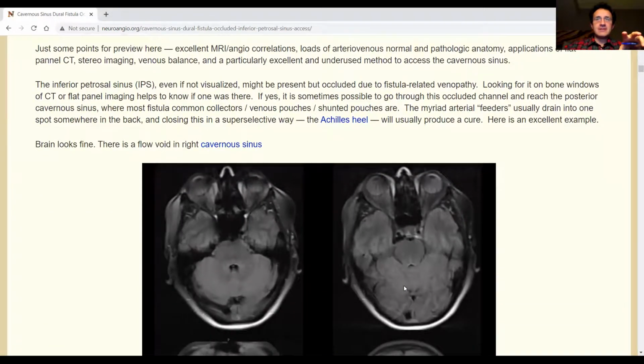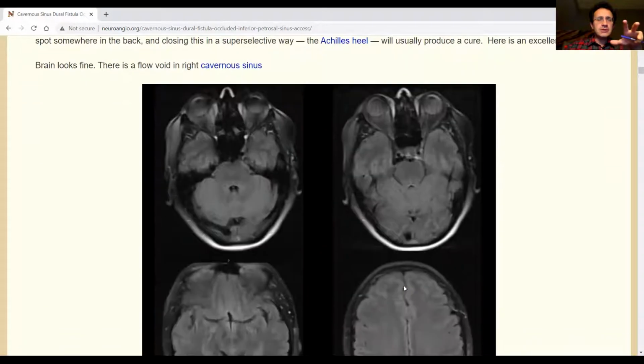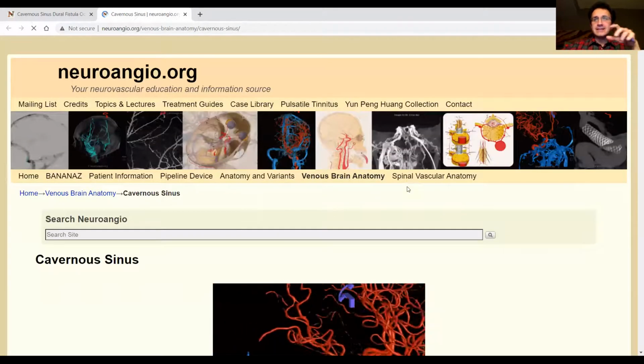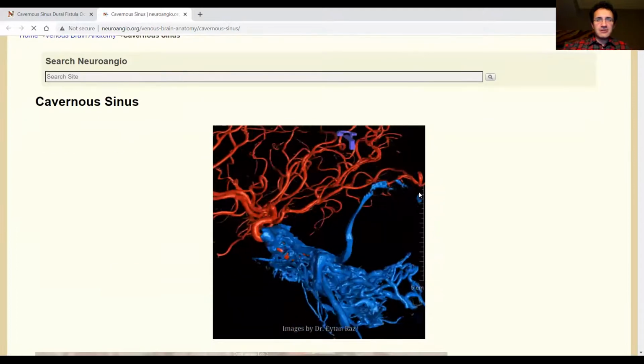Basically, our case is a cavernous sinus fistula. Look at this MRI. This is how they start off. You see some abnormal signal, a little bit of what looks like a flow void in the right cavernous sinus. So that, of course, takes us to the cavernous sinus, part of the world in a grain of sand. We start off at a cavernous sinus page.